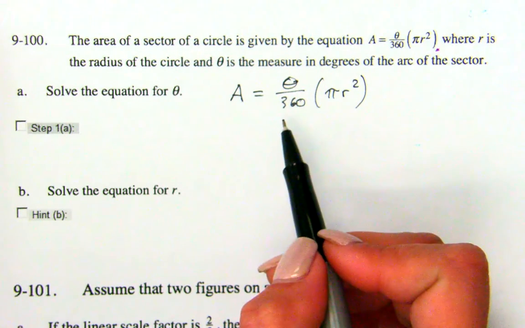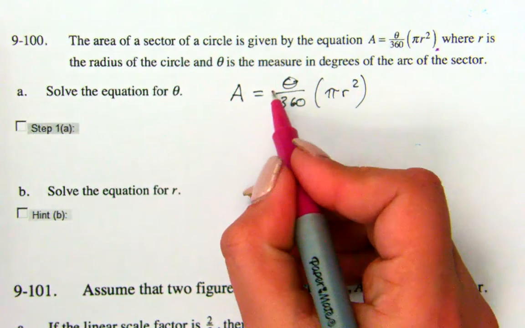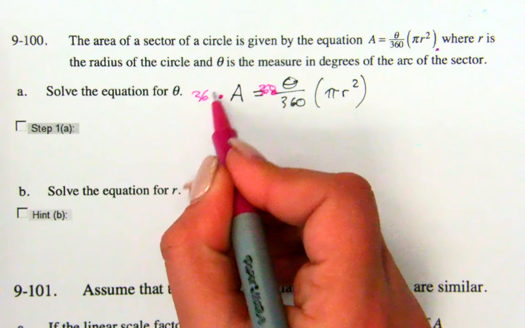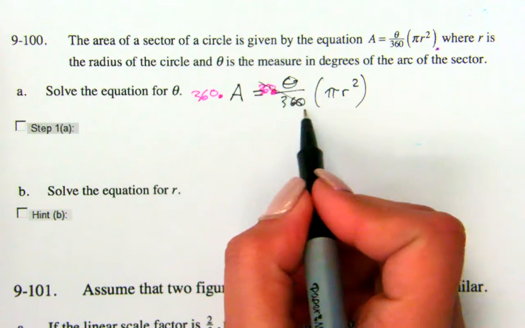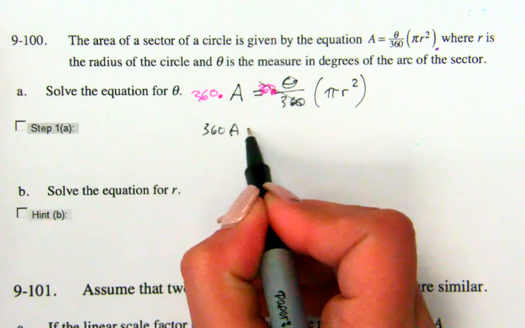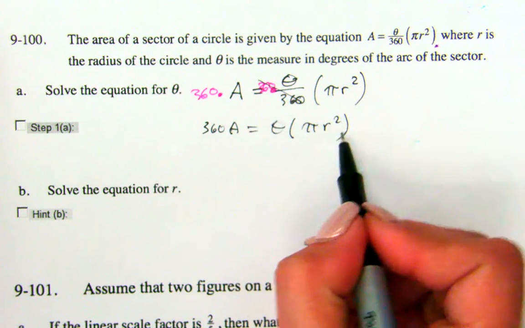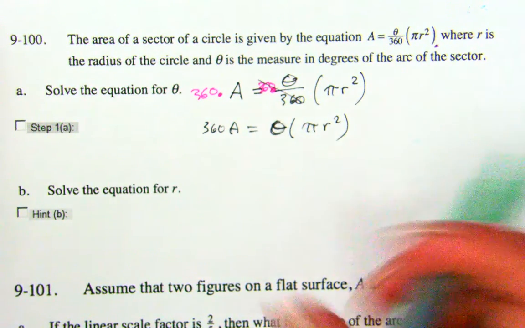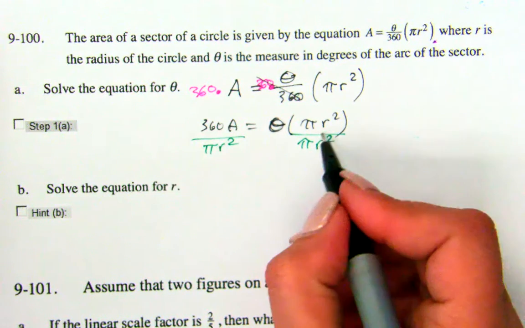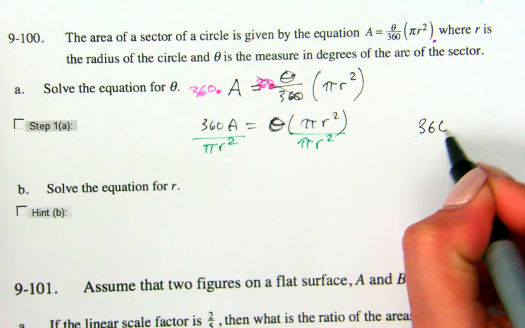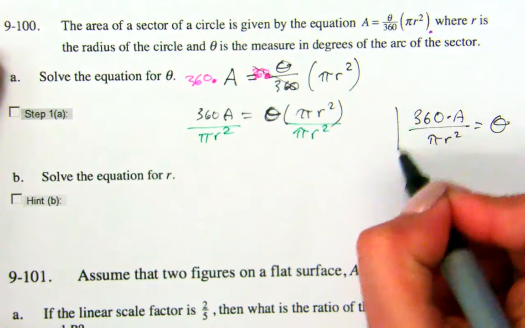All right, now, normally, to cancel out a denominator of a fraction, you just multiply on both sides by whatever's in the denominator. So I'm going to multiply both sides by 360. Okay, so that gives you a 1, right? 360 over 360 is a giant 1. So 360a is going to be equal to theta times pi r squared. All right, well, I want theta by itself, and this whole thing is being multiplied by theta. So doing the opposite of multiplication, which is division, I'm going to divide both sides by pi r squared. All right, so that means I have 360 times the area over pi r squared, which should give me the angle, solving for theta.